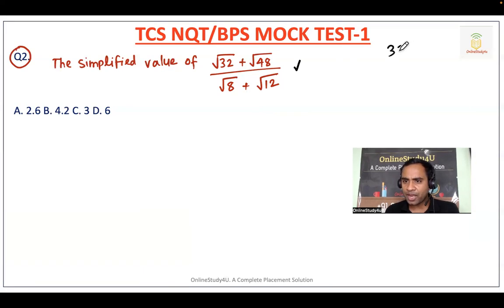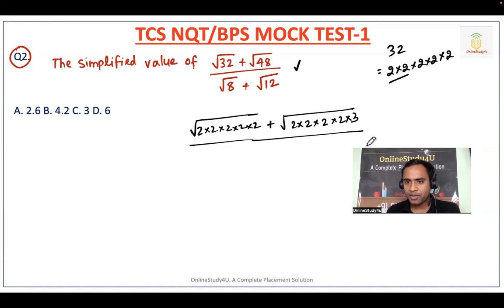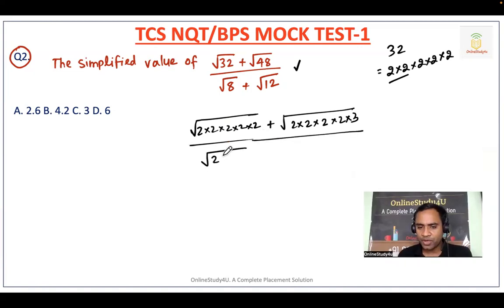Now the simplified value of 32: you calculate the prime factors. 2 into 2 is 4, 4 into 2 is 8, 8 into 2 is 16, 16 into 2 is 32. So I can write this as 2 into 2 into 2 into 2 into 2, plus 48. How can you write 48? 2 into 2 is 4, 4 into 2 is 8, 8 into 2 is 16, 16 into 3 is 48, divided by the square root of 8, which is 2 into 2 into 2. See, something will happen. First you try. Now 12: 2 into 2 is 4, 4 into 3 is 12.